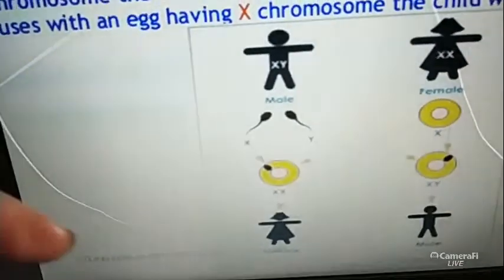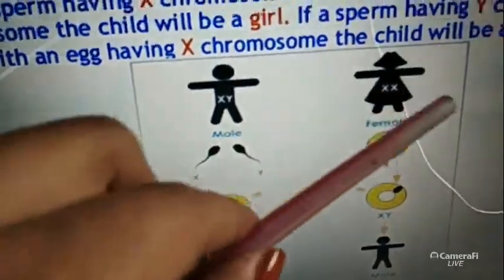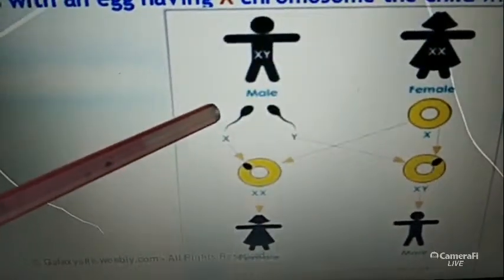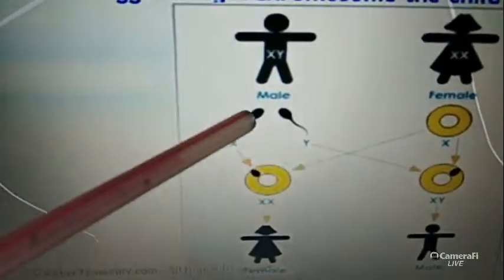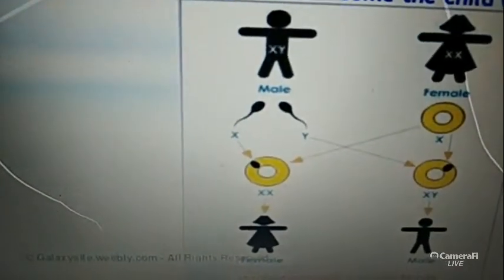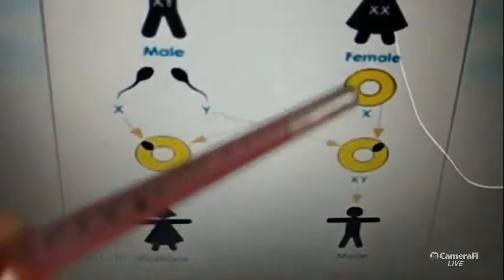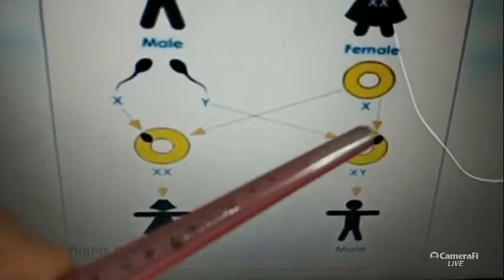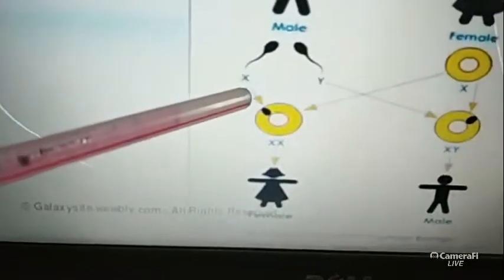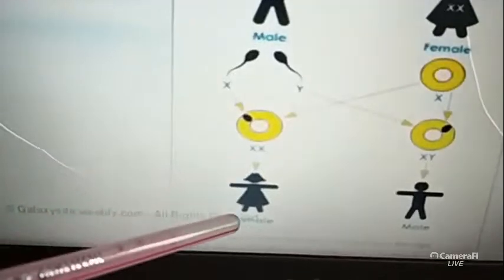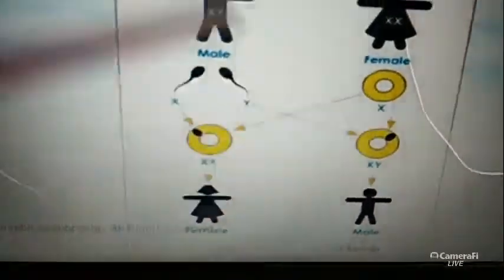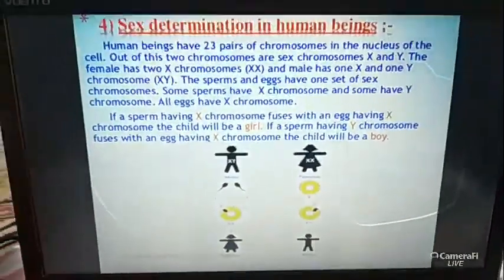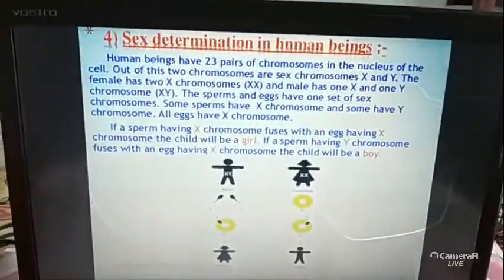Look at this structure. This is the XY, the male body, and this is the female body, XX. The male body makes sperm. One sperm contains the X and another sperm contains the Y, because each and every sperm contains only one set of chromosome. And the female body contains only X. If X and X conjugate together, it forms a baby girl, and if X and Y conjugate together, it forms a baby boy. So this is the basic thing.